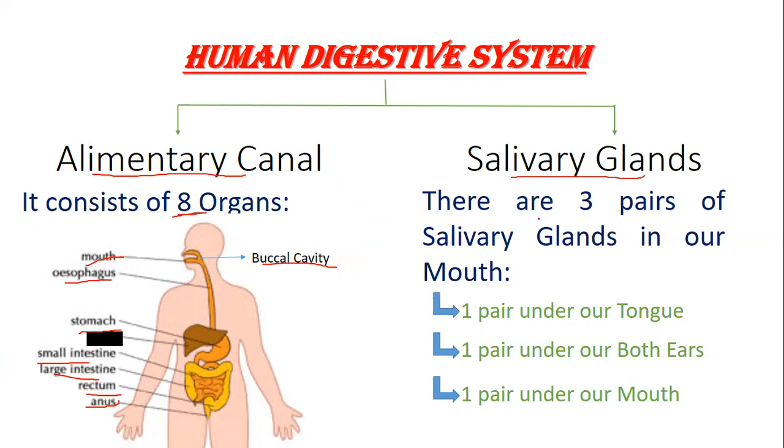Now let's come to the salivary glands. There are 3 pairs of salivary glands in our mouth. The first pair is under our tongue. The second pair is under both our ears, one salivary gland under one ear and one under the other. Then one pair is under our jaw in the mouth. So there are a total of 6 salivary glands.